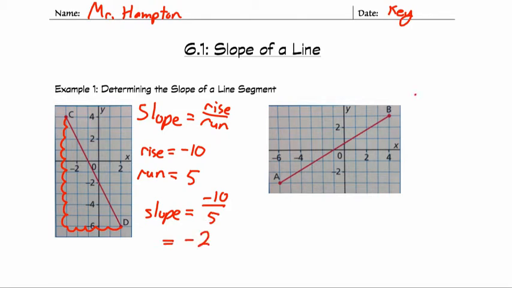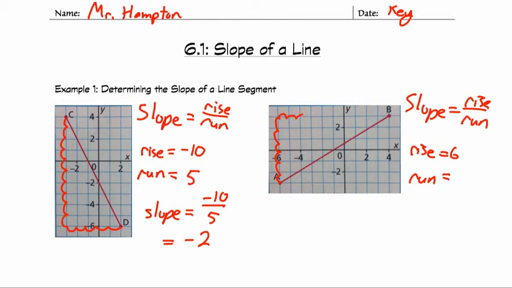In this example, our slope is again the rise over the run. Here our rise, 1, 2, 3, 4, 5, 6. Our rise is 6, and our run, 1, 2, 3, 4, 5, 6, 7, 8, 9, 10. Our run is 10. So our slope is equal to 6 over 10, or 3 over 5. This line segment has the slope 3 over 5.